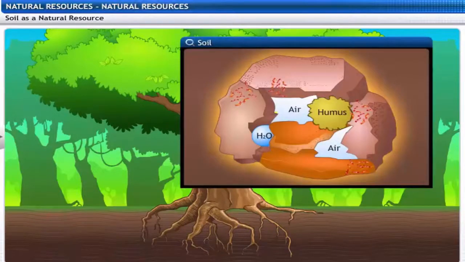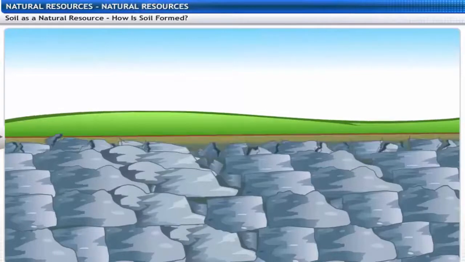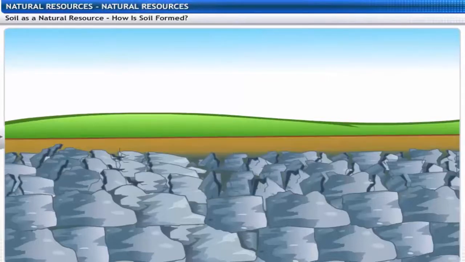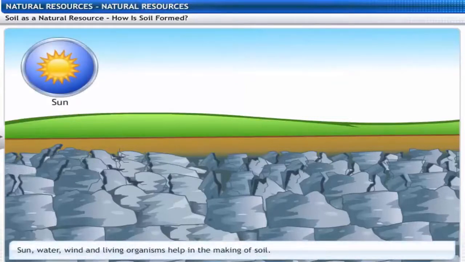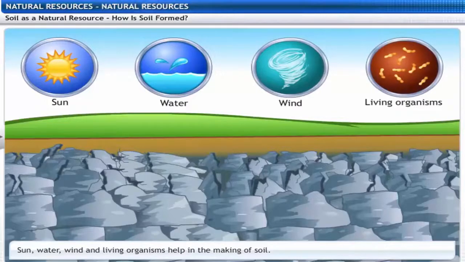Soil contains soil particles, humus, and living organisms. Humus determines the quality of soil. Over millions of years, rocks on the Earth's crust have been broken down by physical, chemical, and biological processes to make soil. Sun, water, wind, and living organisms are the factors that help in the making of soil.